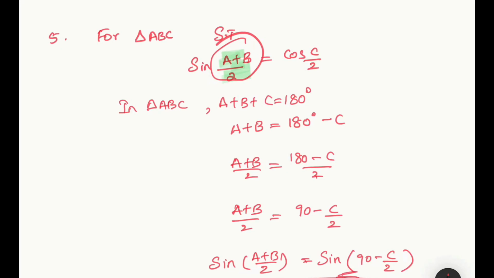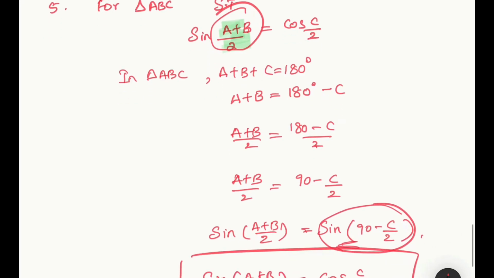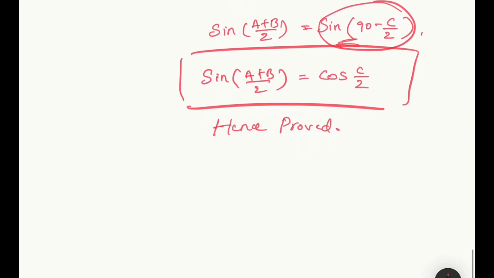Then here it remains a sine. When it comes to this side, it becomes cos C by 2. So you got the proof. Hope it's clear to you all. Okay. So this is how you solve this. Now let me do a few more questions from 6th main and we conclude with that.